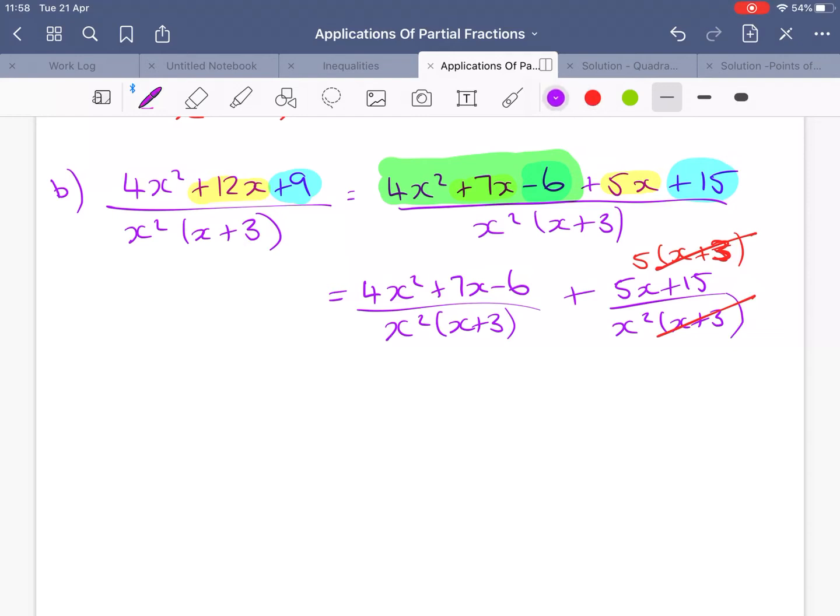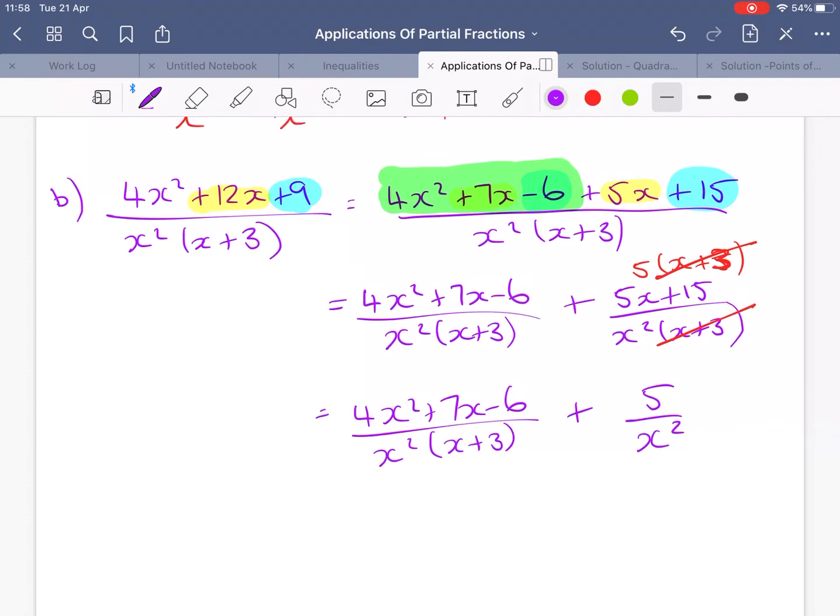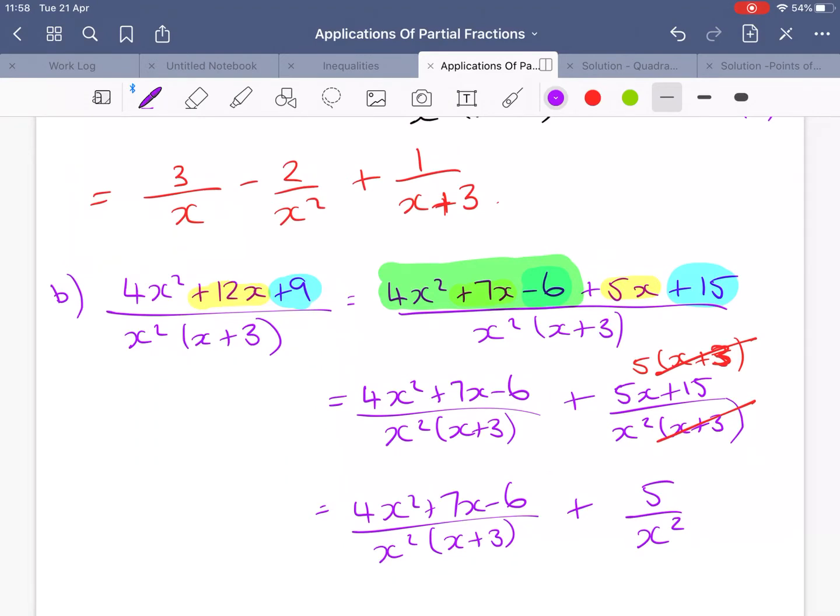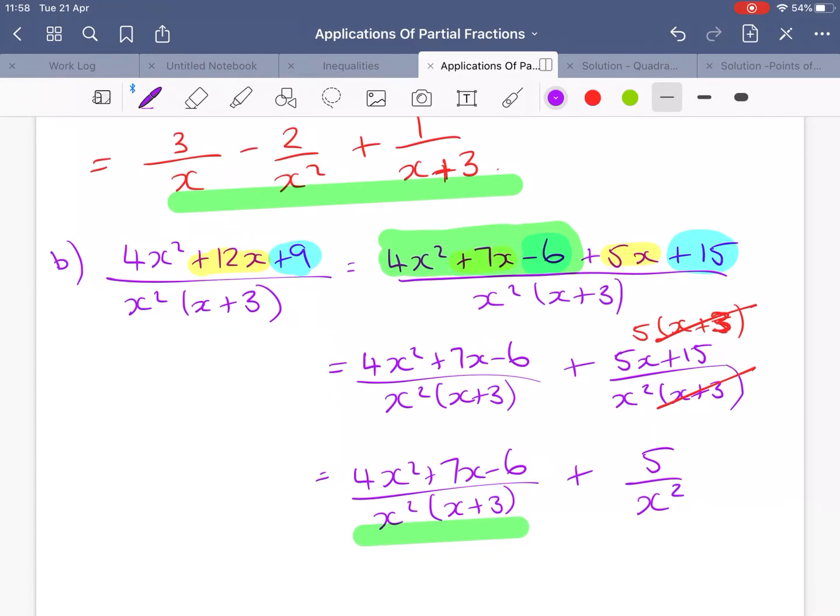So effectively what I'm left with is 4x squared plus 7x take away 6 over my x squared times x plus 3, plus 5 over x squared. And this is when we then use our partial fraction, because we're going to use the fact that this has been split into partial fractions in the previous example. Okay, so in the previous part A, we already did this splitting into partial fractions.